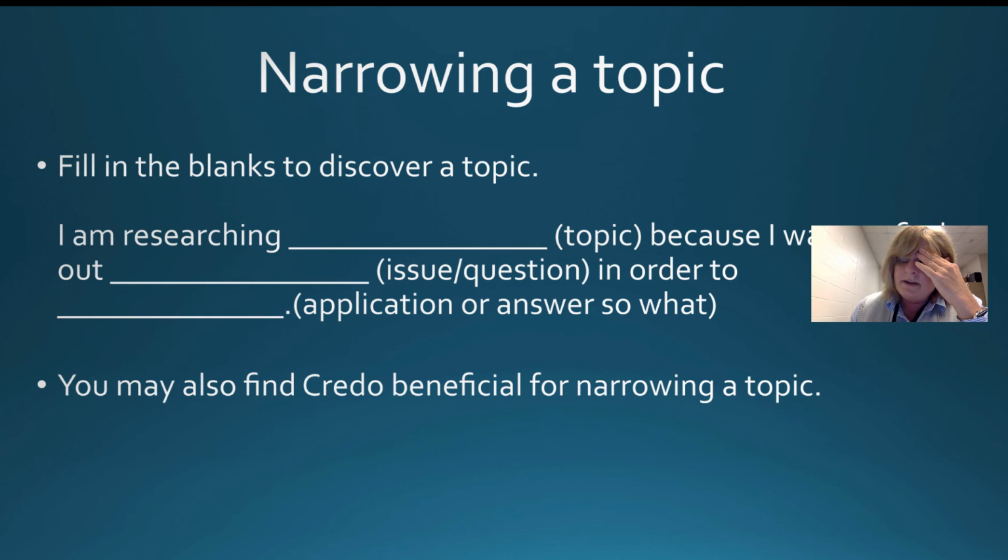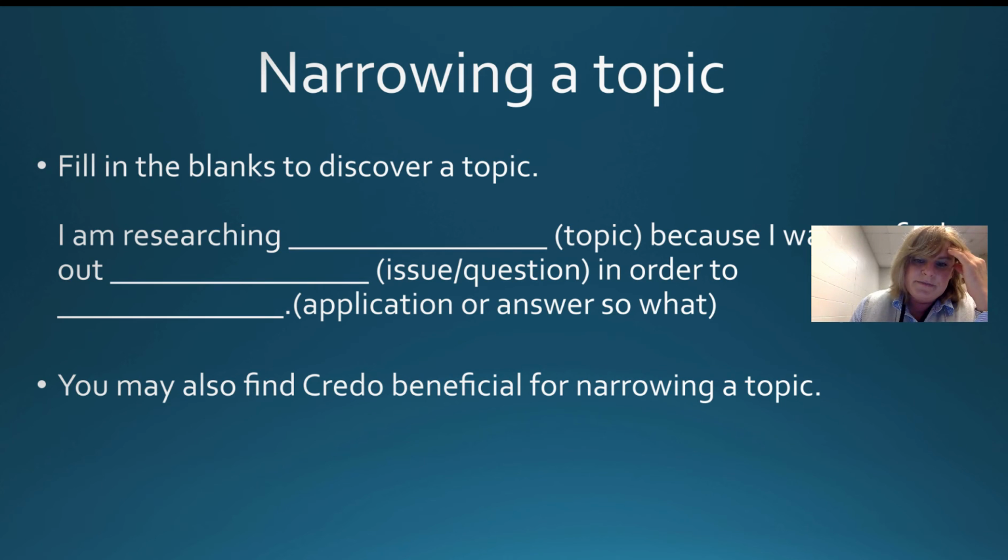You could say something about, I am researching media coverage during the JonBenet Ramsey case because I want to find out how it negatively or positively affected, whichever direction I want to take, the investigation. All right, so see, again, you could take it so many different directions.